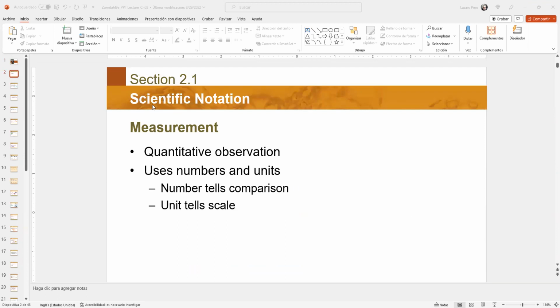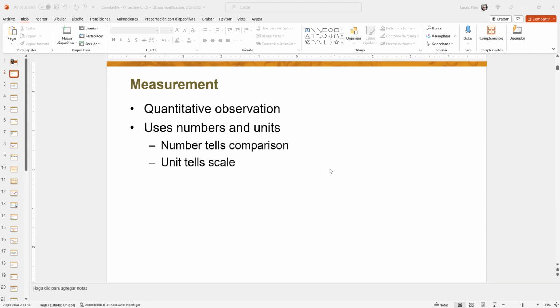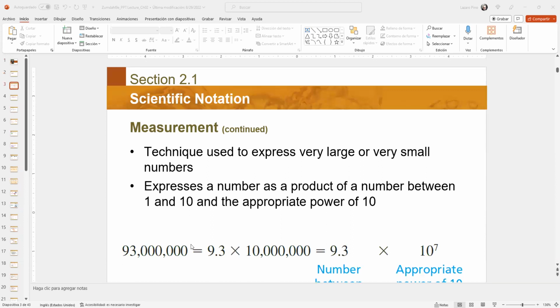Well, here at the beginning, we are going to speak about scientific notation. Let's see. For example, if you have a big number like this one, a 9, a 3, and 6 zeros, and I want you to express this in scientific notation, all what you have to do is to move the dot. The dot is supposed to be here, then you move 1, 2, 3, 4, 5, 6, 7 spaces.